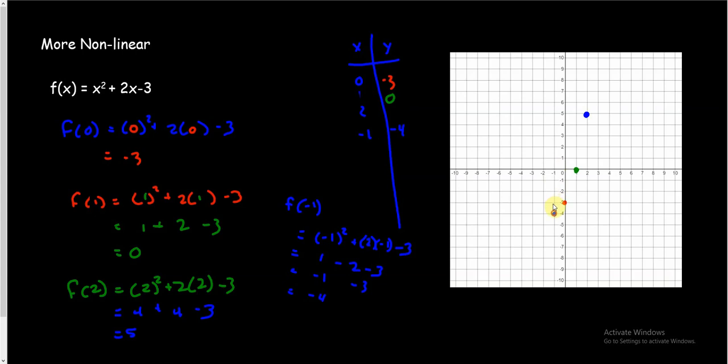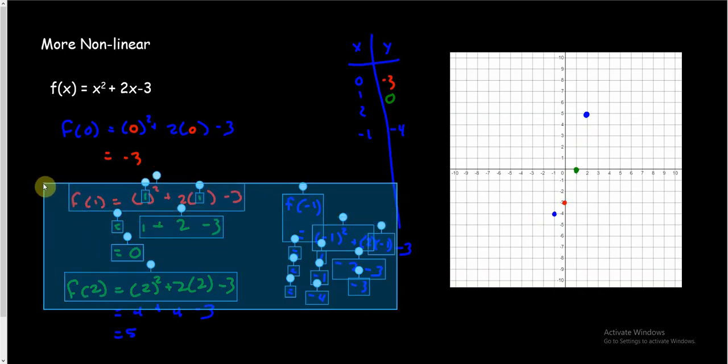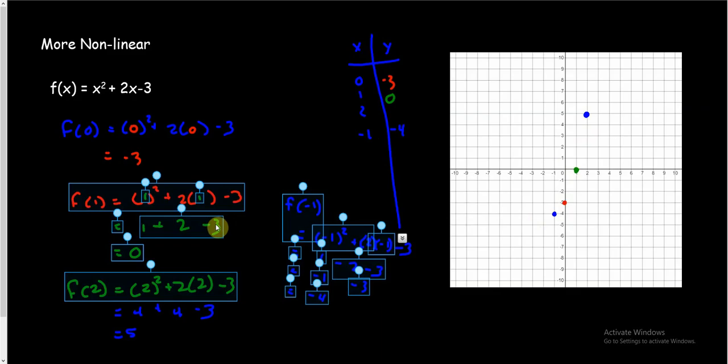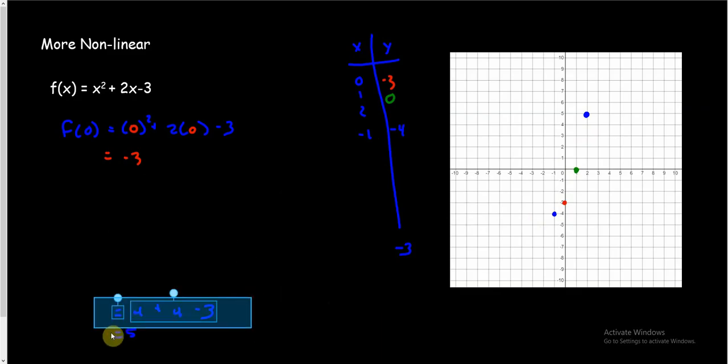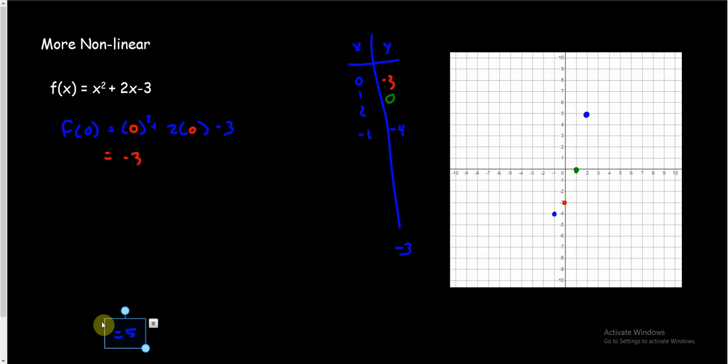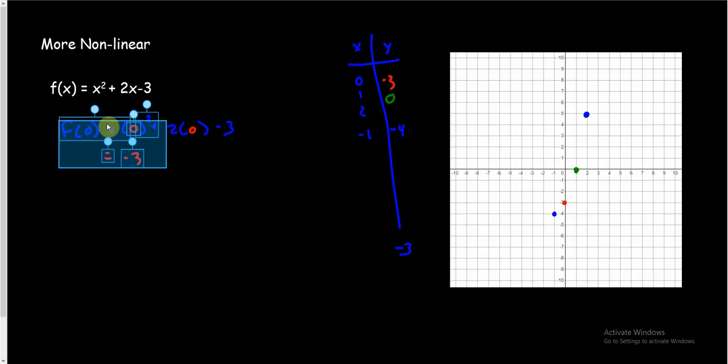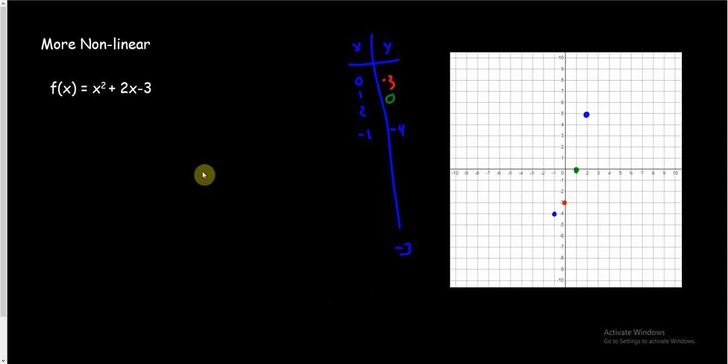Oh, we haven't found the turnaround point yet. It must be slid somewhere over here. Okay, so what I'm going to do is I'm going to move some of this work out of my way. I might just delete it to keep working. All right, so let's try negative 2 then. We'll try negative 2. So f of negative 2.